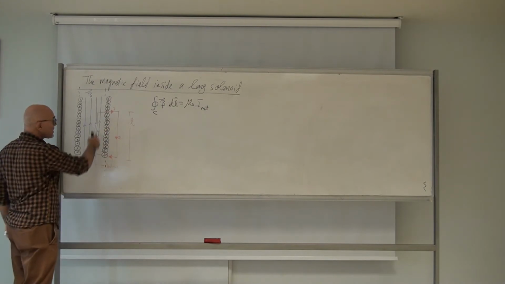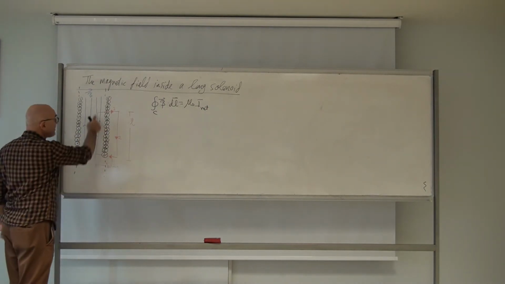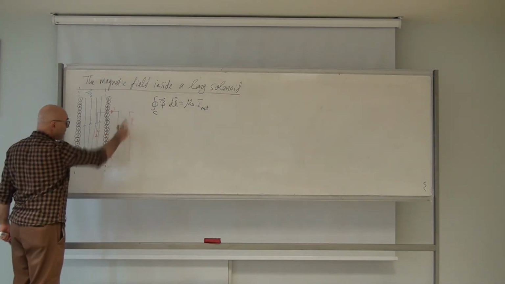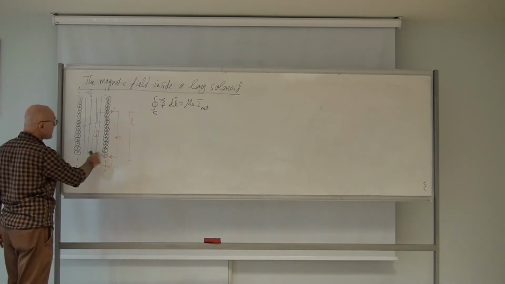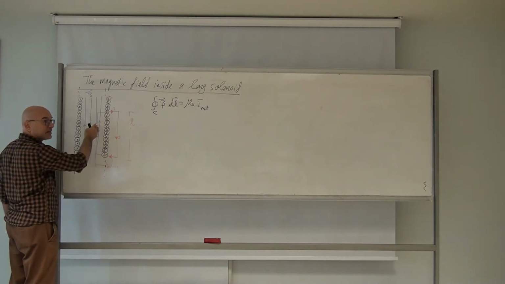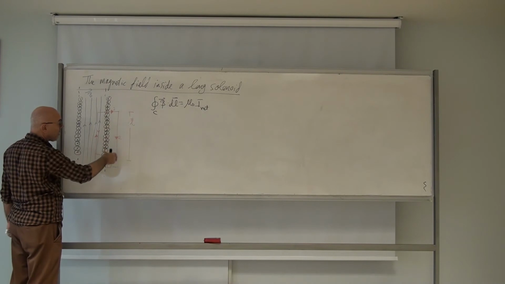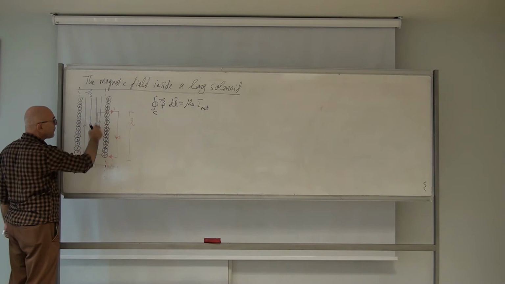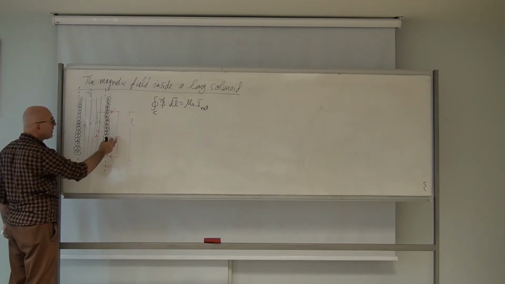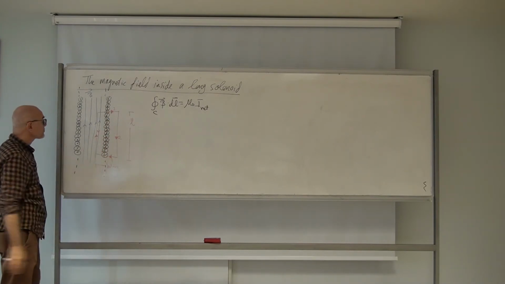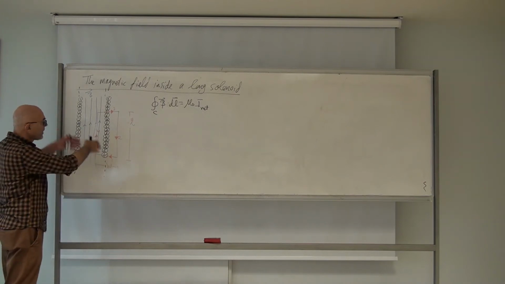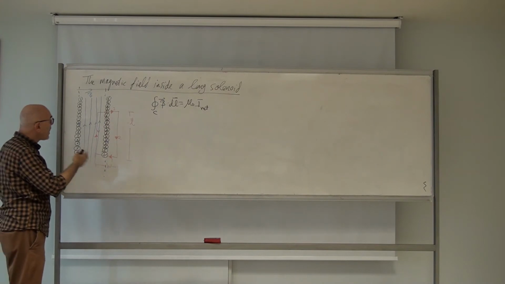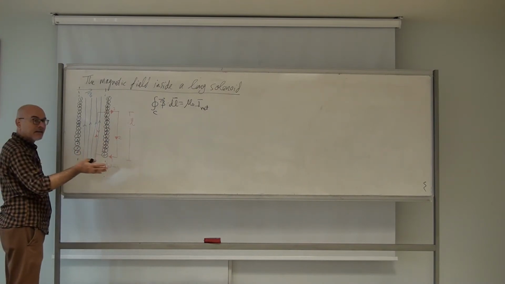Now, I choose as a contour in this case a rectangle, and this rectangle has a length L and a width W. Part of the rectangle is inside the solenoid, and the other part is outside the solenoid. It has four sides, 1, 2, 3, 4. Sides 3 and 1 are parallel, and 2 and 4 are also parallel to each other. Now, why a rectangle? It will be clear in a minute.